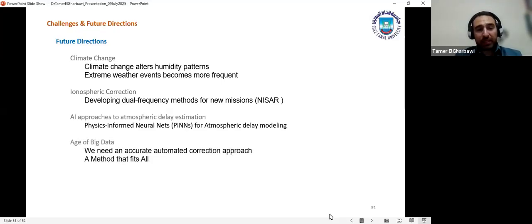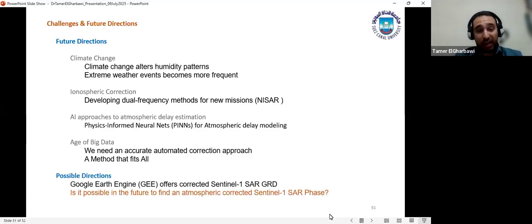Now for the age of big data, we need an accurate automated correction method or approach, a method that can fit all. Currently, we don't have a method that can fit all. But for the future direction, we believe that we need one thing that fits all. For the possible direction, these are the things that personally I hope will exist.